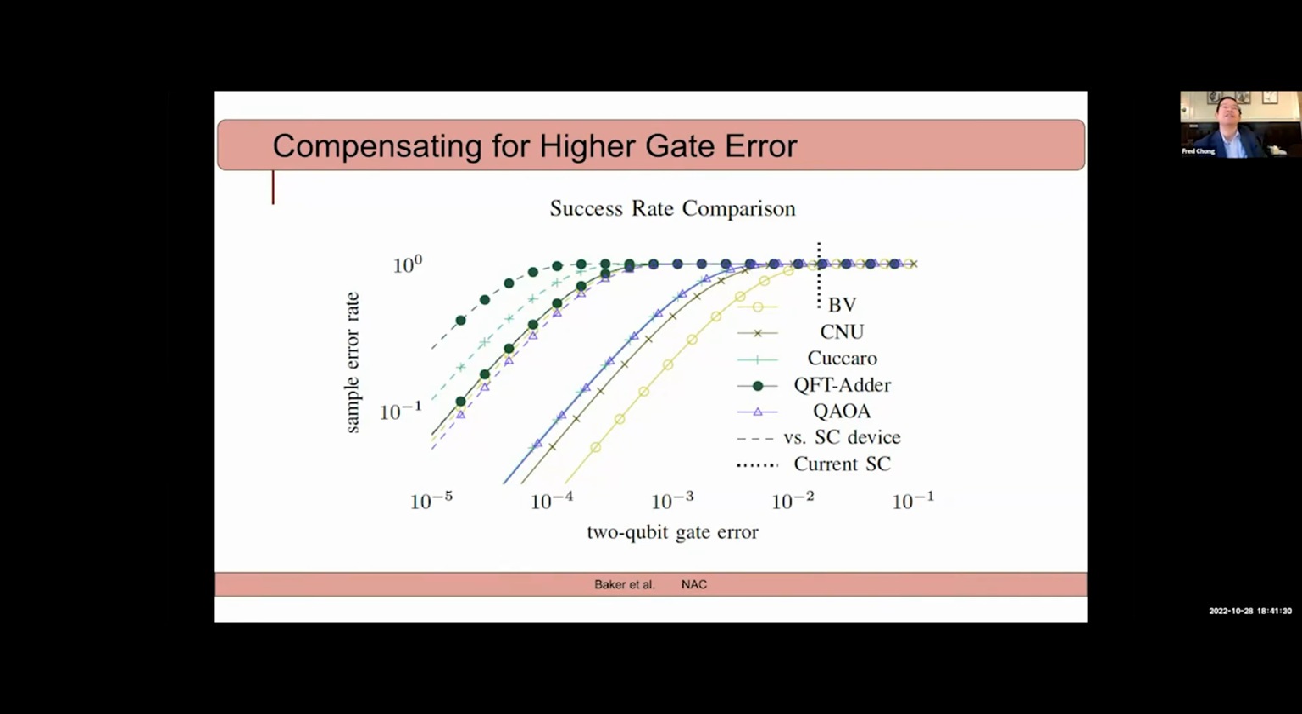And what you can see here is that if you look at the x-axis, that's the 2-qubit gate error we assume. And what you see is that the distance between the dotted lines and the solid lines is actually about an order of magnitude, right? And so you can basically buy yourself an order of magnitude in 2-qubit gate fidelity by having these extra emerging technology features of having longer distance communication and native 3-qubit gates.